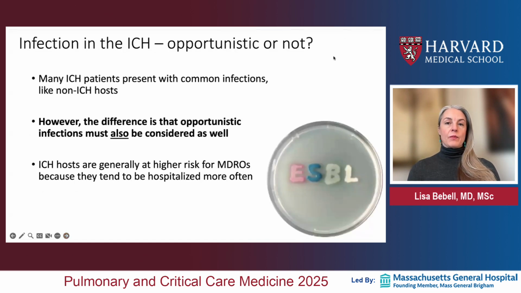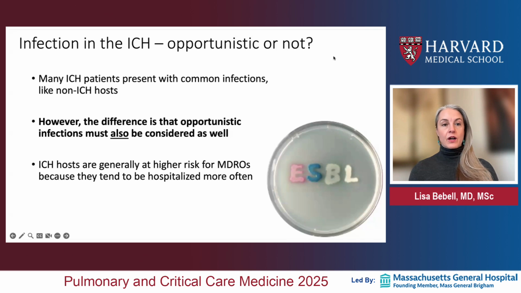I think what's interesting when we think about immune-compromised hosts is really trying to decide whether it's an opportunistic infection or not, and therefore how broad or narrow to be in our treatment. I hope that the timelines that I provided give you some sense, especially acknowledging that that 1 to 6 month window after transplant is the highest risk time for opportunistic infections, when you should really consider those the most. Many immune-compromised hosts present with common infections.